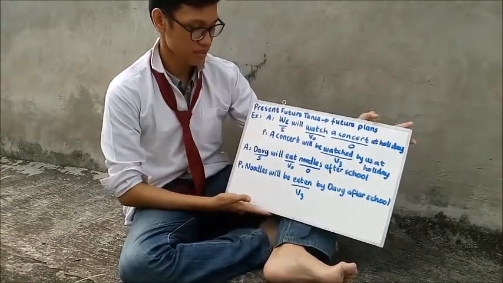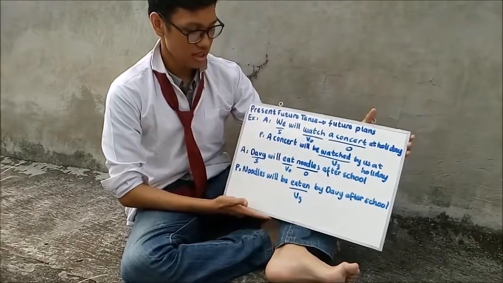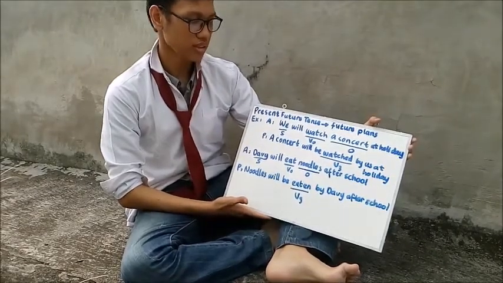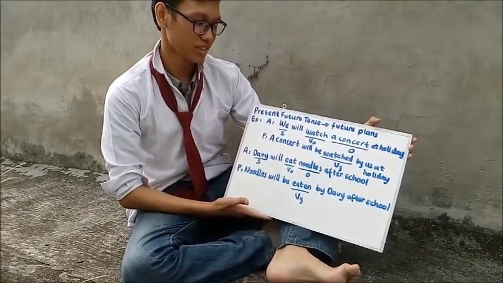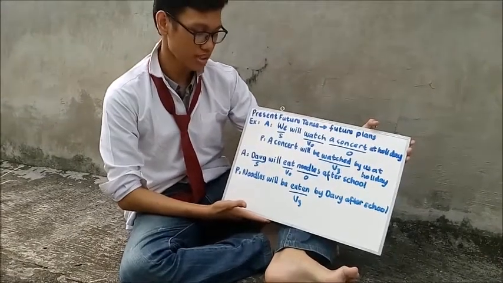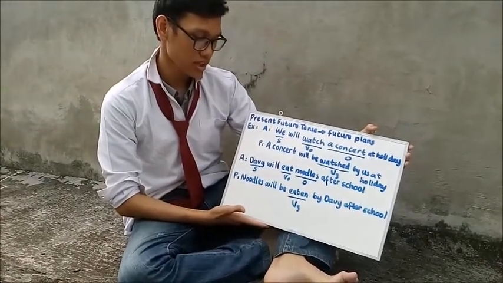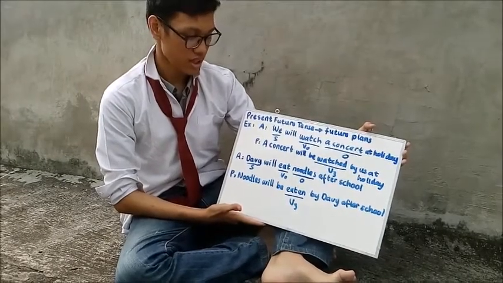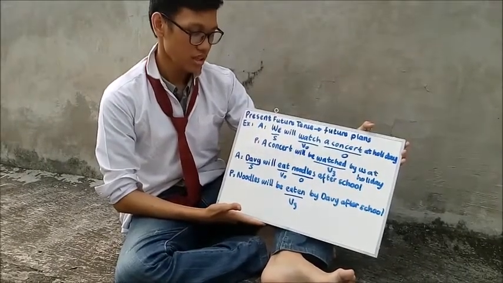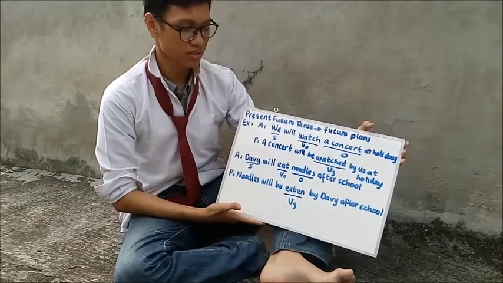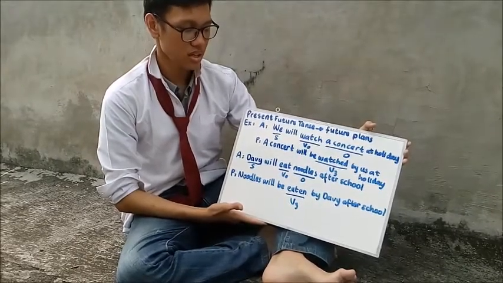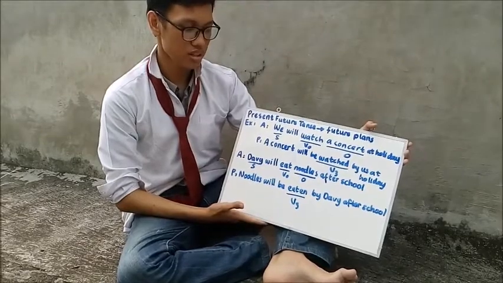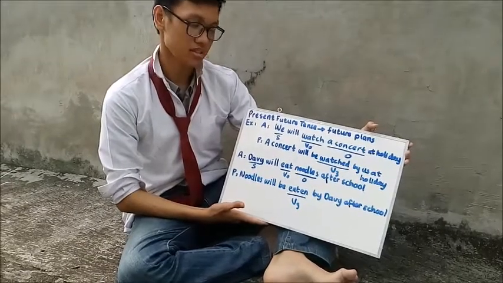The next example, the active voice is: Davi will eat noodles after school, and the passive voice is: noodles will be eaten by Davi after school. For the active voice, Davi is the subject, eat is verb 0, and noodles is the object. For the passive voice, eaten is verb 3.